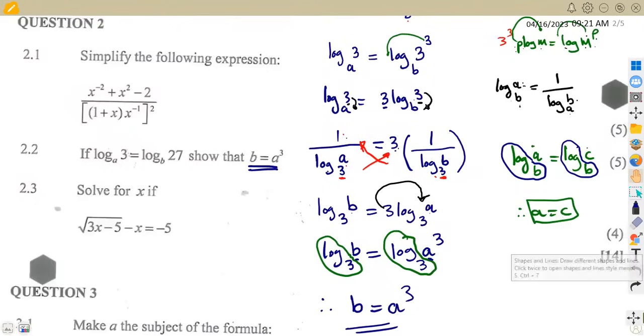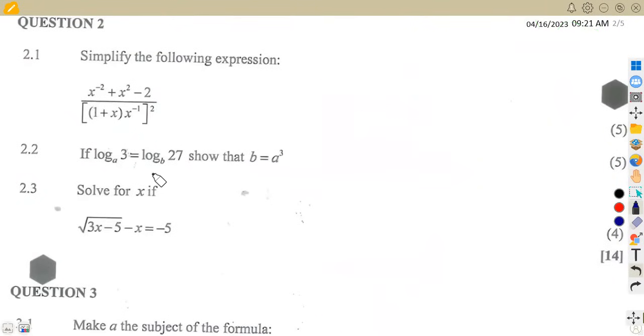Okay, 2.3. Let's check what we are given on question 2.3. We are now given: solve for x. So that's 2.3. We are given the square root of 3x minus 5, minus x, which is equal to minus 5. Take note, the minus x is outside of the square root.